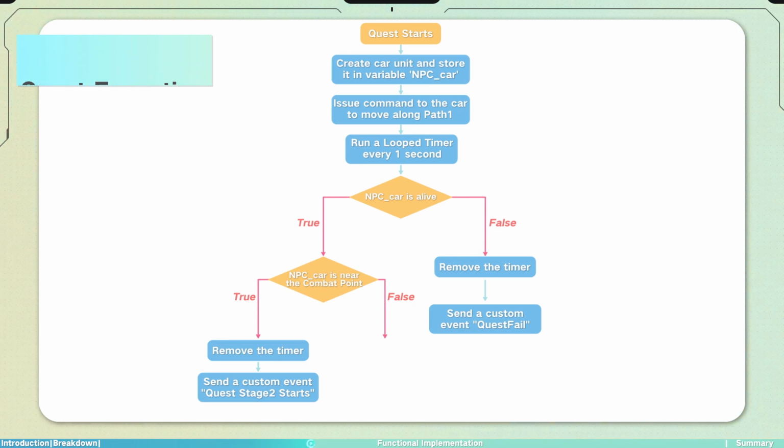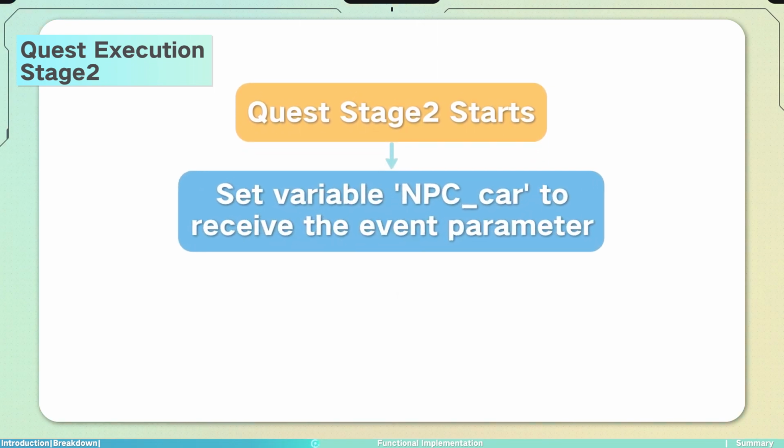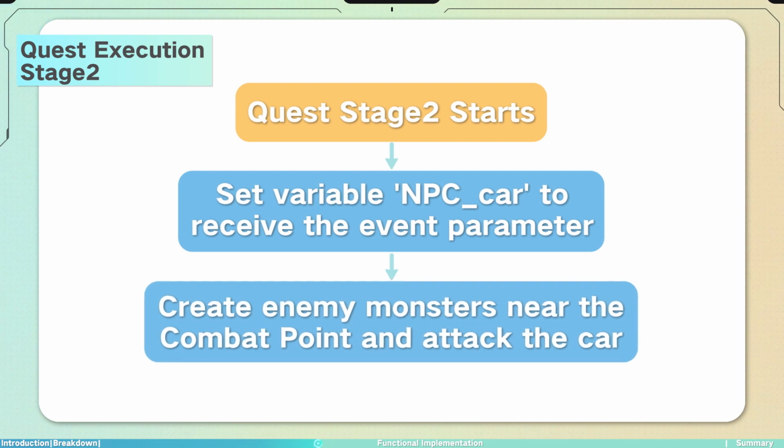Stage 2 of the quest is about combat. When quest stage 2 starts, we need to receive the parameter sent with the event first. Then, we create enemy monsters near the combat point and attack the car. Then, we need to determine whether the car unit is alive and whether all the enemy monsters have been killed.